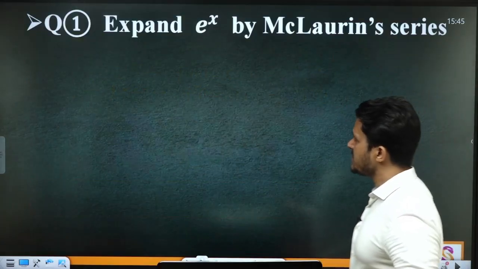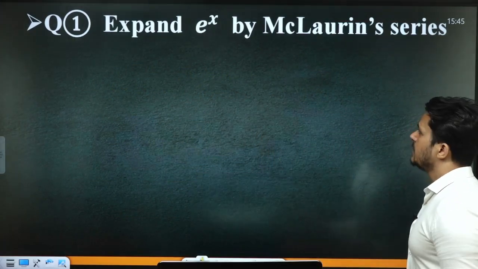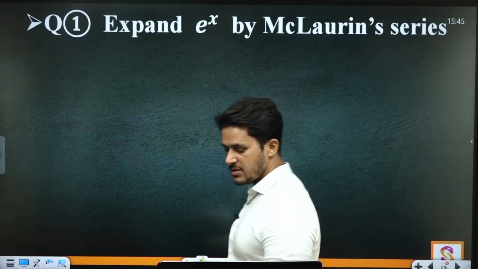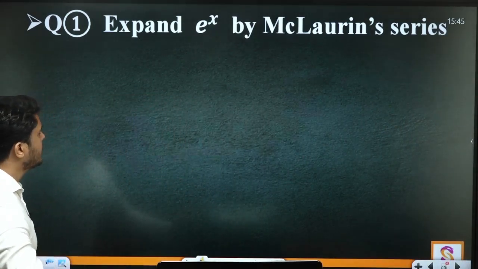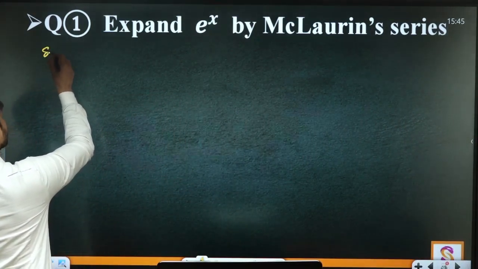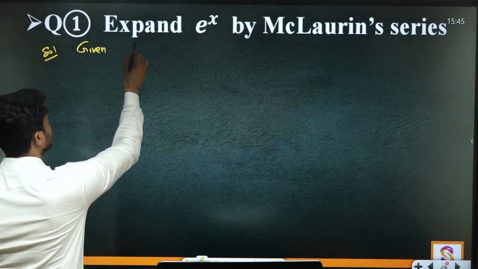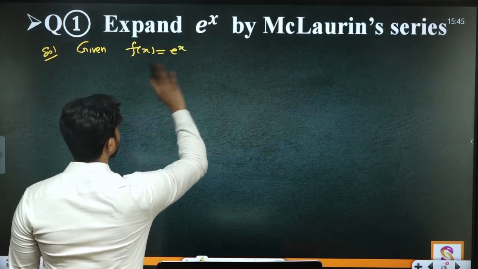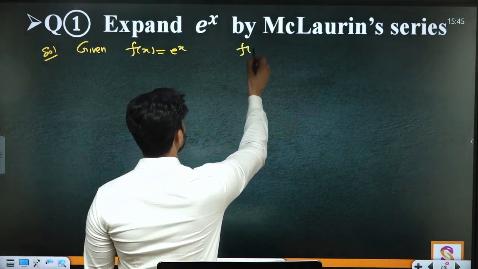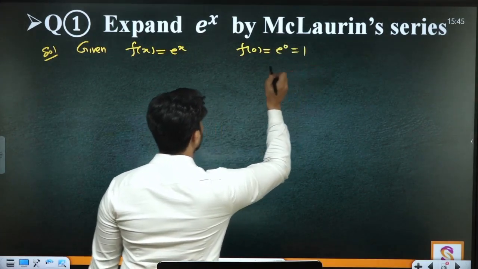Now see some examples like question number 1. Expand e to the power x by Maclaurin's series. So first of all, given function fx equal to e to the power x. तो इसी के सामने आप इसका f0 निकाल दो, f0 equal to e to the power 0 equal to 1.